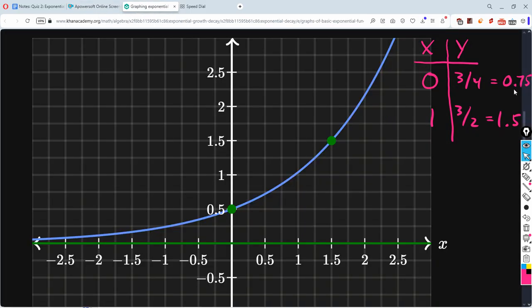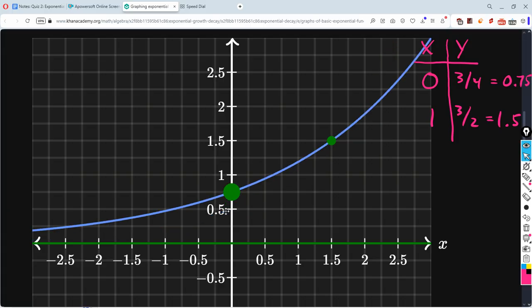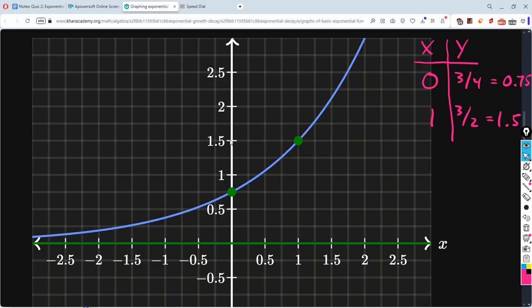All right, at x equals 0, we're going to 0.75. Okay, this is x equals 0. And between 0.5 and 1 on the y-axis is 0.75, right? Between 0.5 and 1. At x equals 1, we're going to 1.5. Here is x equals 1. And right here is 1.5 at x equals 1.